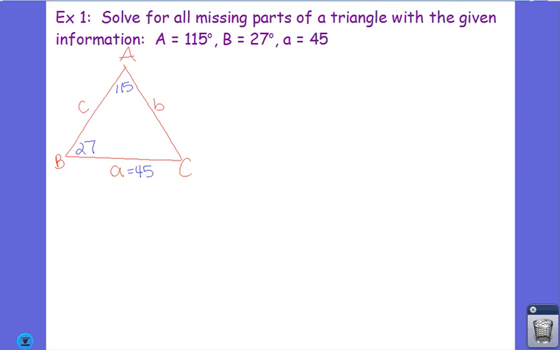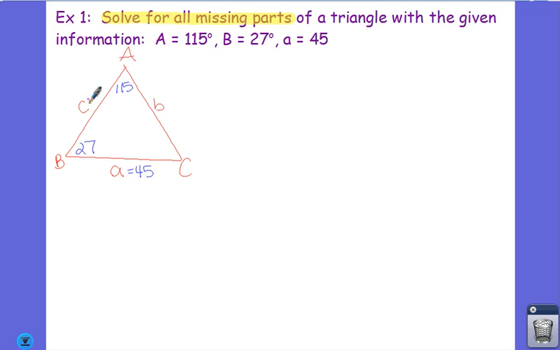So that is what it means by setting up your picture. Next thing, we have to start solving. Now, notice it says here, solve for all missing parts. What that means is you need to have a number in all three corners and a number on all three sides.